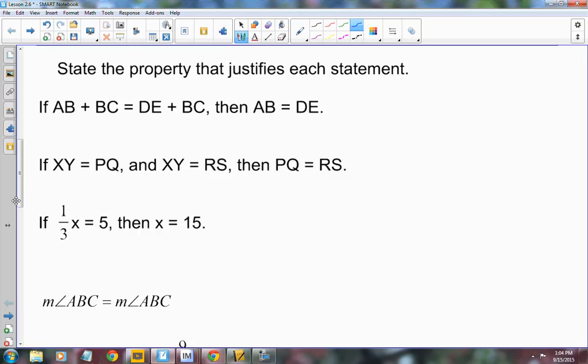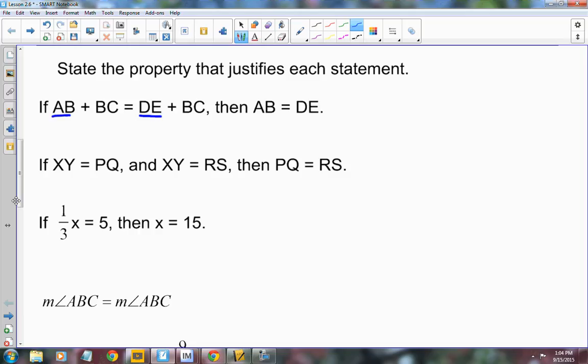What you want to do is look at the if, and what did they do to the if to get to the then? What did they do to the hypothesis to get to the conclusion? Okay? If AB plus BC equals DE plus BC, then AB equals DE. What did they do to the if to get to the then? Any ideas? This is what I ended up with. AB equals DE. What did they have to get rid of or do?